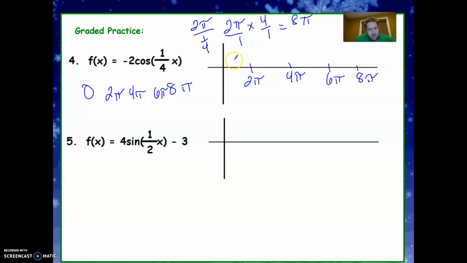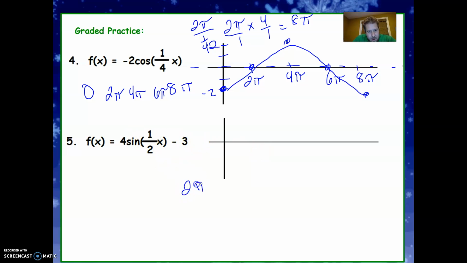All right, so I set up my increments going up and down. So the midline is 0, and the amplitude is 2, so -2 and +2. And it's cosine, so it starts at the minimum, and up here, then here, then here. All right, one more example, and I'm going to move on to the next video.